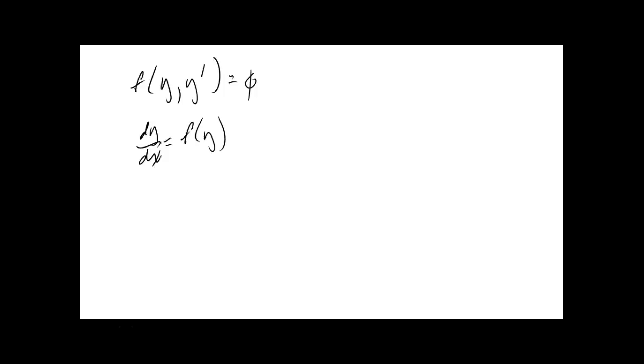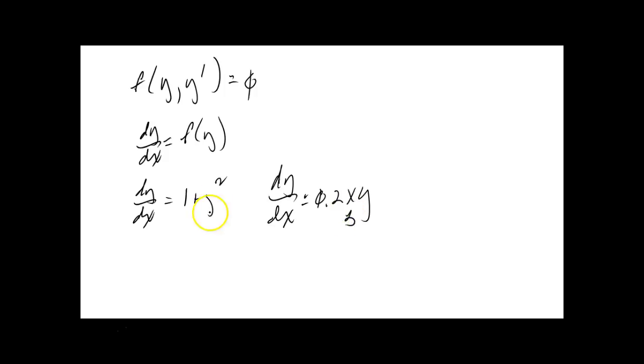We shall assume throughout that the function f of y and its derivative, f prime, are continuous functions of y on some interval I. So the first-order differential equation dy/dx is equal to 1 plus y squared. That would be an autonomous ordinary differential equation. dy/dx equal to 0.2xy, would that be an autonomous equation? No, because there's x dependence. This one is fine. 1 plus y squared, there's no x dependence. That one would not be autonomous. So this is called a non-autonomous ordinary differential equation.